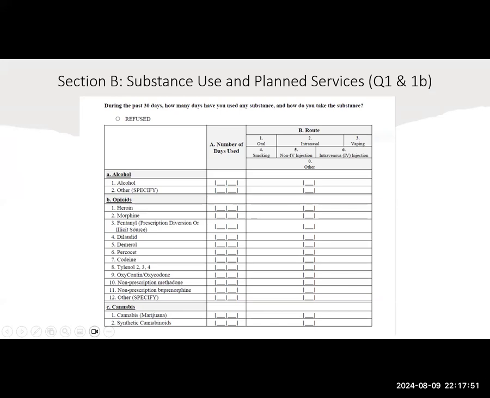If they report at least 1 day of use, you should then ask, how do you take the substance? And then read the different options for B over here, which is the route. So 1 would be oral, 2 intranasal, 3 vaping, 4 smoking, 5 non-intravenous or IV injection, 6 intravenous or IV injection, etc. If the response to A, which is the number of days used, is 0, then you skip section B, which is the route.